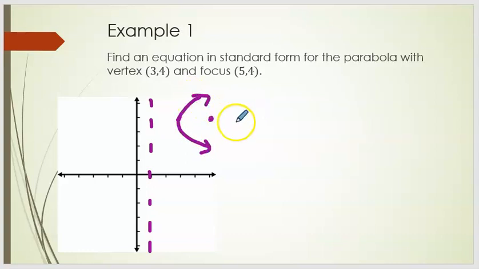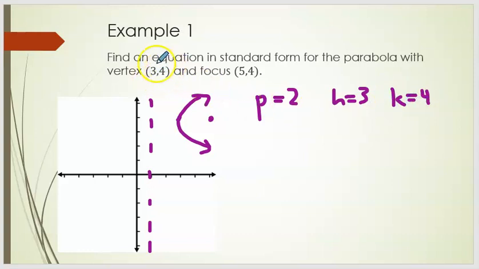That can be helpful to figure out the rest of the information in the equation, because now I can compare it to the rules in the table. But we've already identified that the distance between those points was 2, so now I know p is equal to 2. And since they actually gave me the vertex, that means that I know h is 3 and k is 4, because the vertex is always your h and your k value, no matter how the parabola opens.